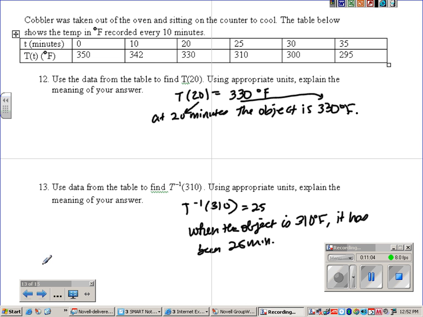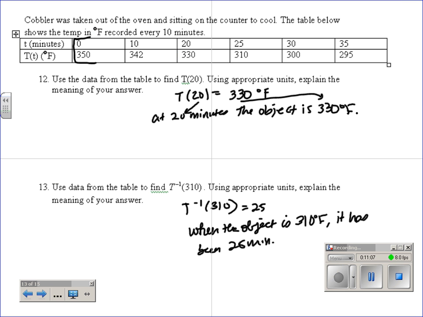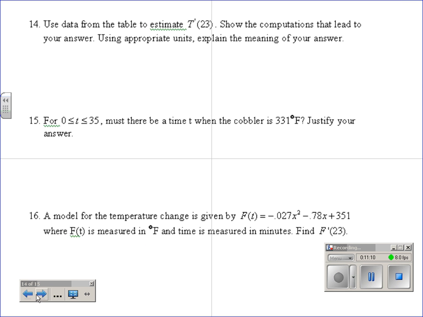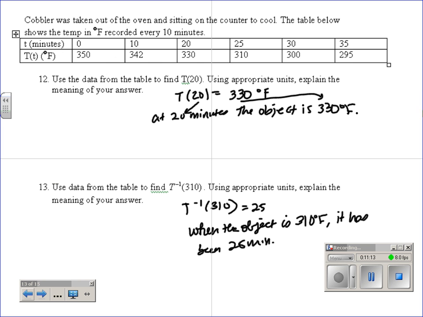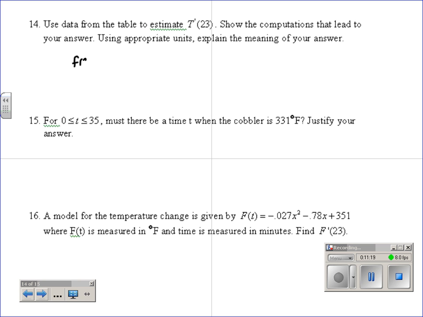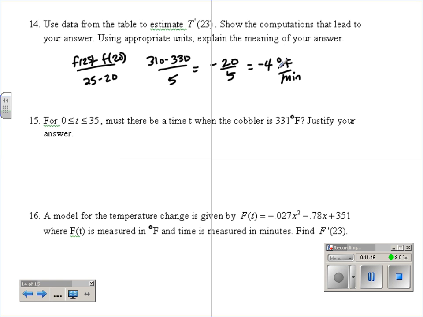Estimate T prime of 23. So we're going to have to go in between these two. Oh no, 23, sorry. 23. In between these two right here. So T of 25 minus T of 20 over 25 minus 20. T of 25, 310 minus 330 over 5. So negative 20 over 5. So it'll be negative 4 degrees Fahrenheit per minute. So for every minute, 4 degrees decreases.